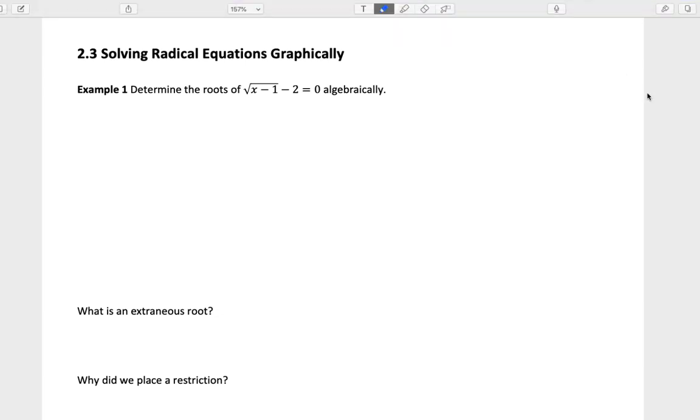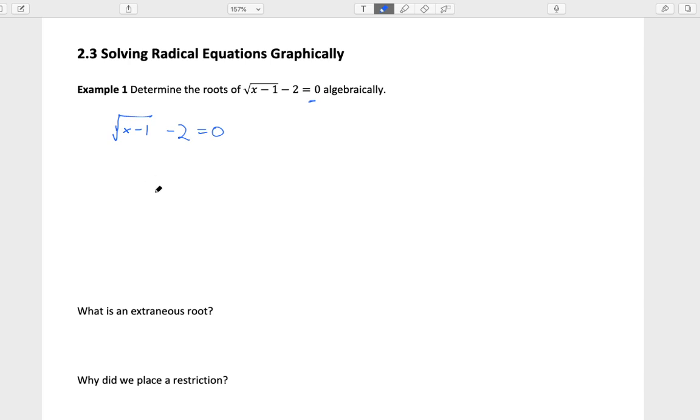So example number 1, we're going to determine the roots of the square root of x minus 1 minus 2, and we're going to solve, or is equal to 0. It is equal to 0 because it's an equation. We're going to solve it algebraically. My first step is to rewrite the question in my own handwriting. I find that really helpful when I'm solving an algebraic equation.